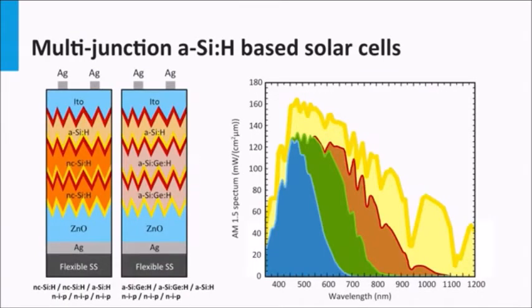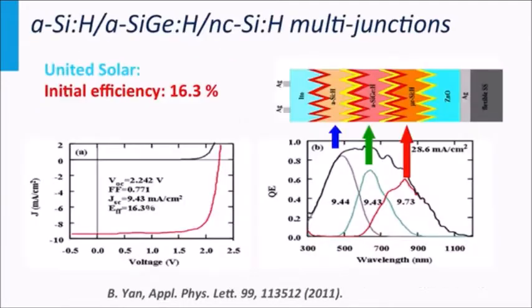Here you see an example of a thin film silicon based triple junction with an amorphous silicon top cell, an amorphous silicon germanium middle cell and a nanocrystalline silicon bottom cell as developed at United Solar. The colored part in the spectral power density function represents the utilization of the solar spectrum by the individual cells. Blue represents the top cell, green represents the middle cell, and red represents the bottom cell.